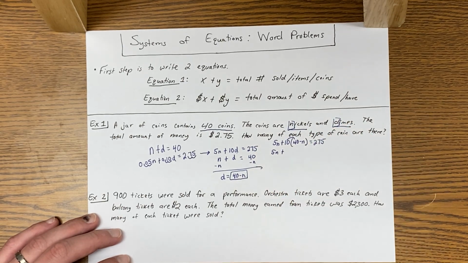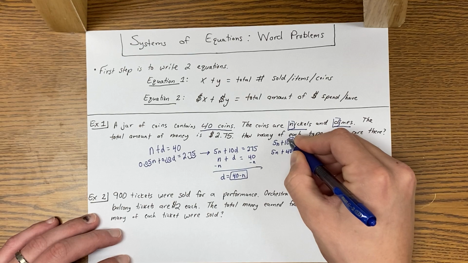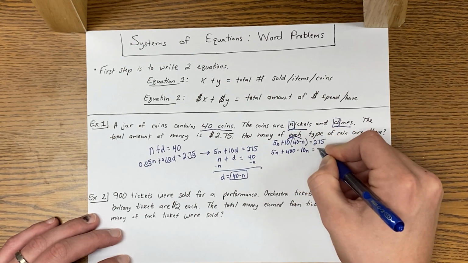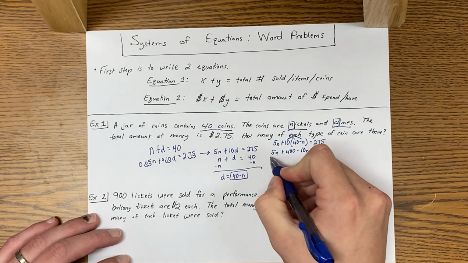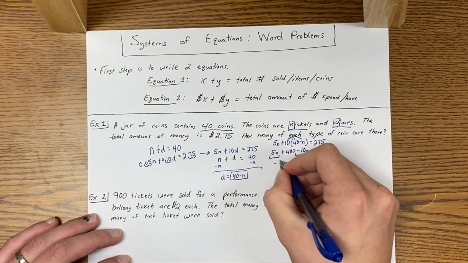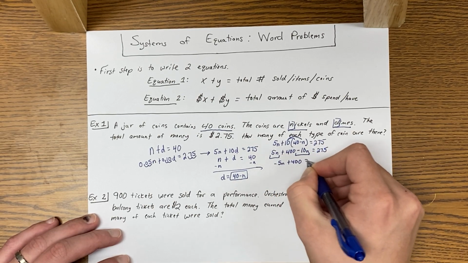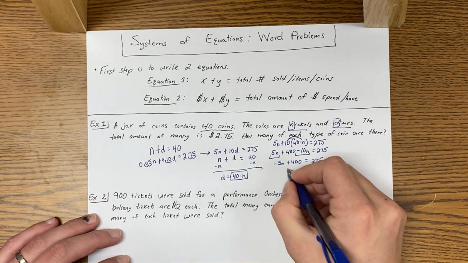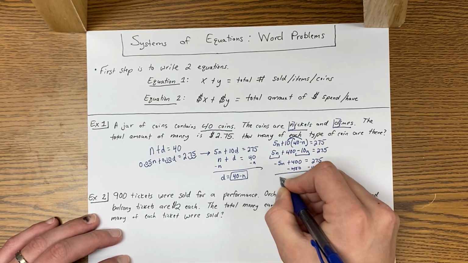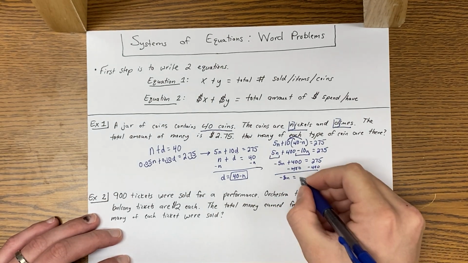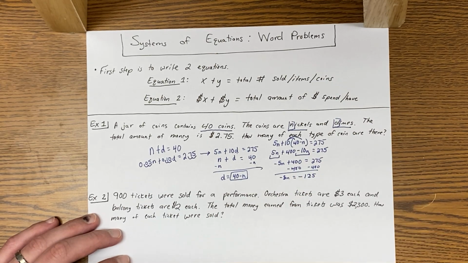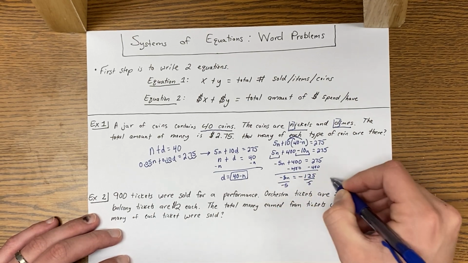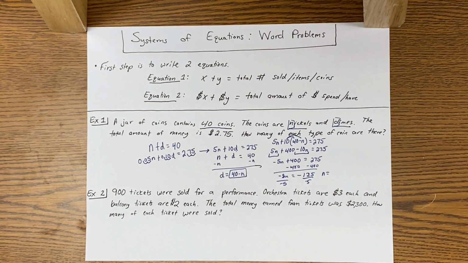5n plus, distribute, 10 times 40 gives me 400 minus 10 times n, 10n, equals 275. Combine like terms, 5n minus 10n is going to give me negative 5n plus 400 equals 275. Now we subtract 400 from both sides, and we write negative 5n equals negative 125. Okay, so now we divide both sides by negative 5, and we get n equals, and we know, based off a word problem, we're not going to have a negative number of nickels or dimes, right? Correct.